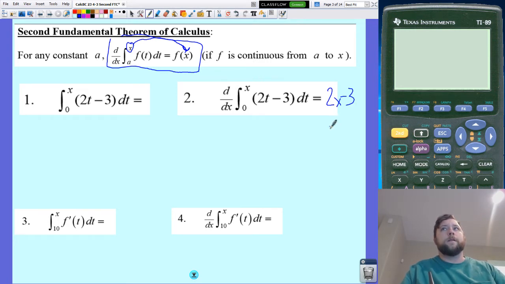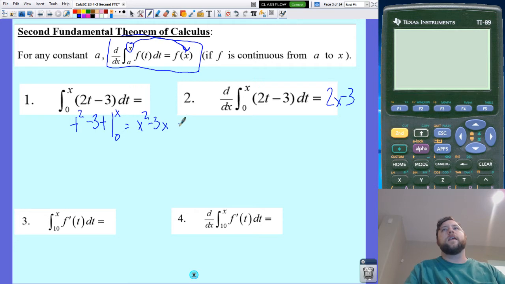All right? And you're like, really? Prove it to me. Well, let's prove it to you. So if you integrate this one first, the integral of 2t is going to be 2t squared over 2, which is t squared, minus 3t, from 0 to x. All right, so let's plug in those limits. You plug in x, you would get x squared minus 3 times x, and then minus, plug in 0, would be 0 squared minus 3 times 0, which would just be x squared minus 3x.